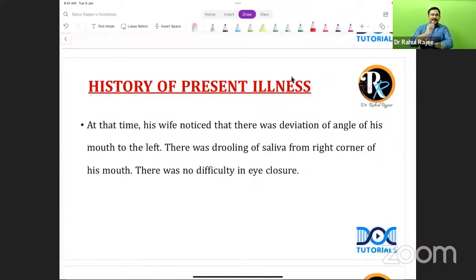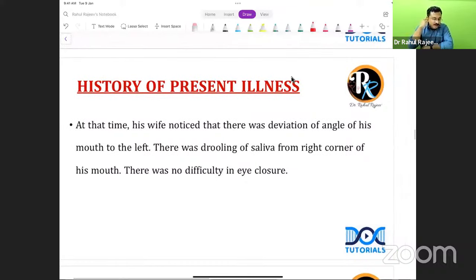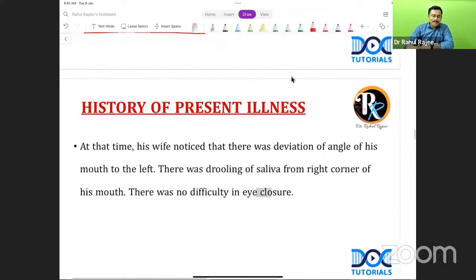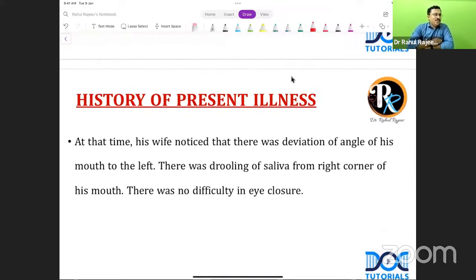So at that time, the wife noticed that there was a deviation of angle of mouth to the left and there was a drooling of saliva from the right corner of the mouth. There was no difficulty in eye closure. Okay, right. So what is the impression from this? You tell me, what is the impression from this?